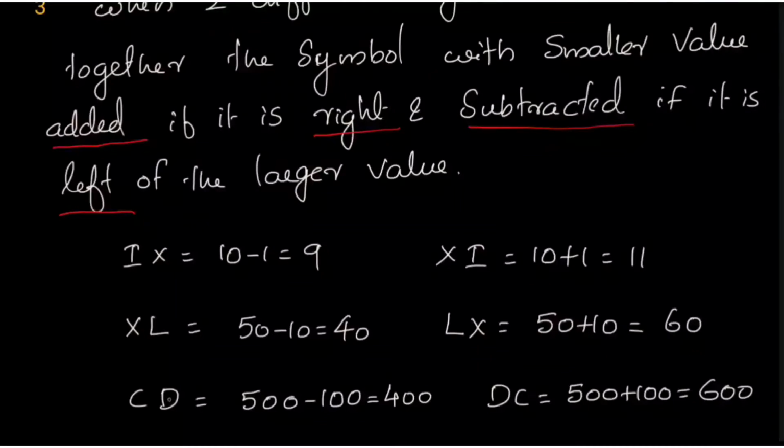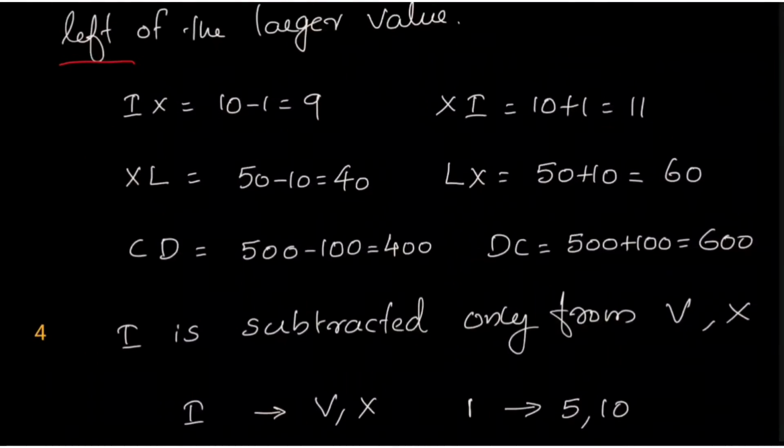Here D is 500, C is 100. The smaller number is on the left, that means subtraction: 500 minus 100 equals 400. If it is on the right, it is added, and 500 plus 100 means 600. This is the third rule.